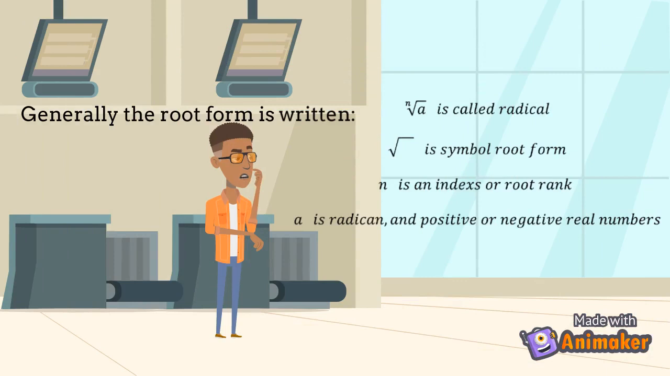Generally, the root form is written as the nth root of a and is called a radical. The square root is the symbol of root form. n is the index or root range. a is the radicand, the number under the radical sign, and is a positive or negative real number.